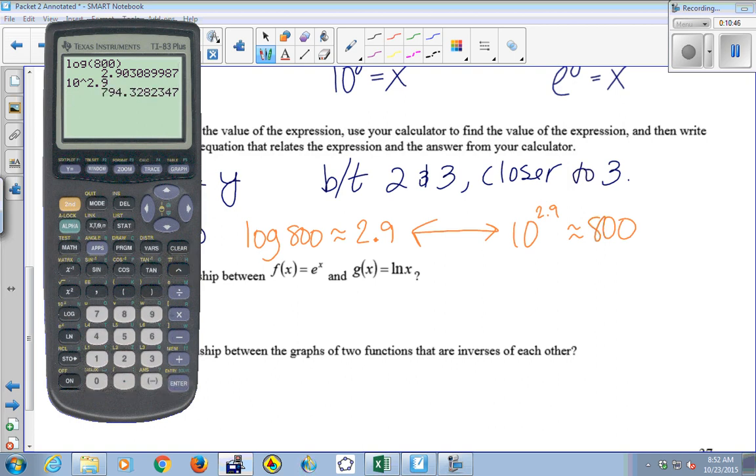Why didn't I get 800? Because I rounded. There's a lot more decimal places. If I hit log of 800, and then I did 10 to that answer, it should give me the 800 back because it's going to keep all those decimals. Second answer, it's right next to the enter button. Yeah, it's helpful.